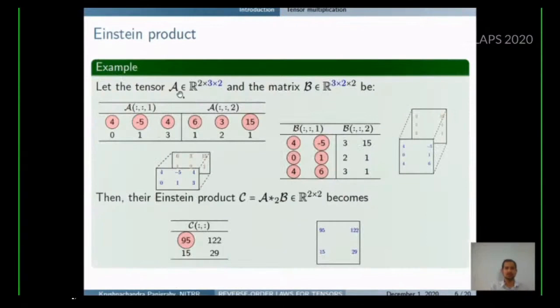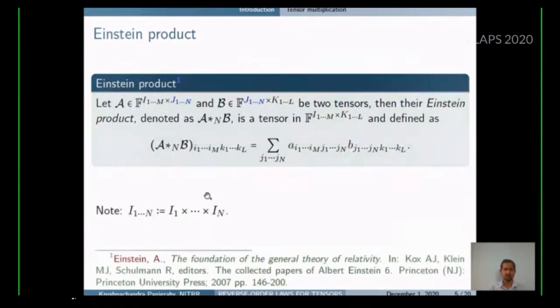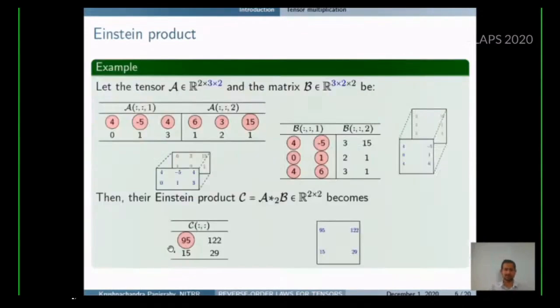If we consider the two tensors A and B of dimension 2 by 3 by 3 and 3 by 2 by 2 respectively, defined this way, then we see that the last two dimensions of A, 3 cross 3, hmm, and the first two dimensions of B, 3 by 2, coincide. So we can define here the star 2 product. After using this Einstein product rule, we get the resultant tensor like this.